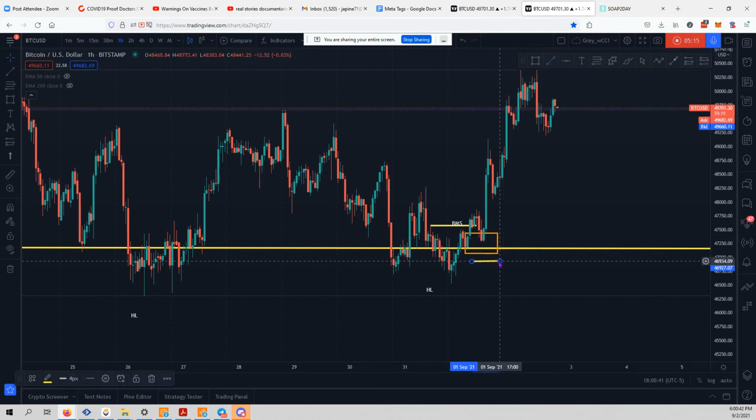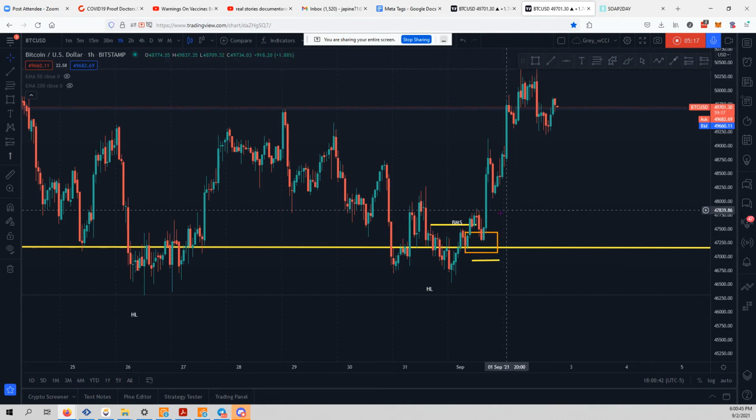That's where my stop loss was. Originally, that was where my stop loss was. Okay, so my entry was right here. In fact, my entry is, and it's still holding, 47,541. So entry was 47,541, right around there.